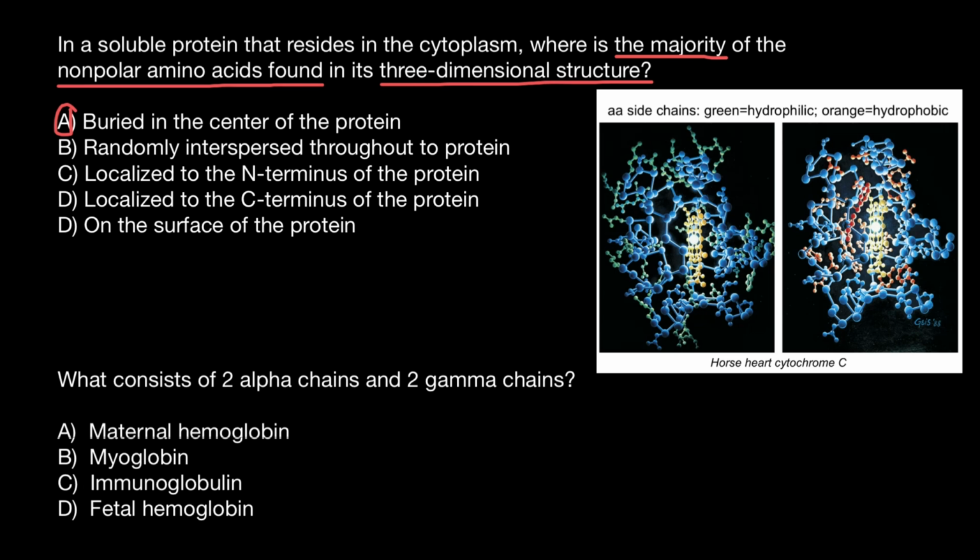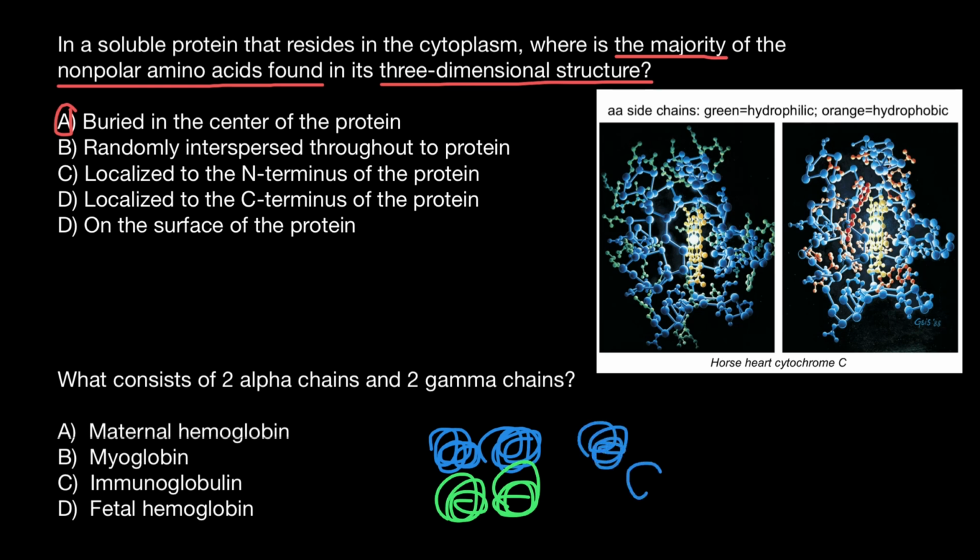And next question: what consists of two alpha chains and two gamma chains? The first variant, maternal hemoglobin. Maternal hemoglobin consists of two alpha chains and two beta chains. Sometimes you can see in the textbooks they arrange as follows: two alpha chains and two beta chains.